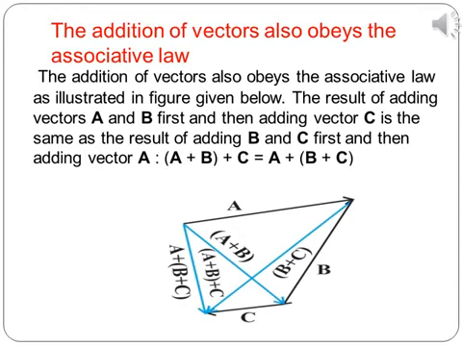The procedure of adding these vectors can be understandable by going through this diagram. This associative property of the vector addition can be mathematically expressed as vector A plus vector B plus vector C is equal to vector A plus vector B plus vector C.